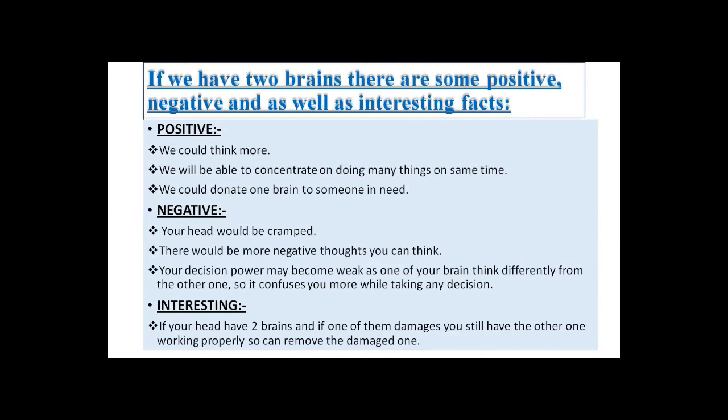And what are the interesting points if we have two brains? If our head has two brains and one of them is damaged, we still have the other one working properly, so we can remove the damaged one. I hope you understood better.